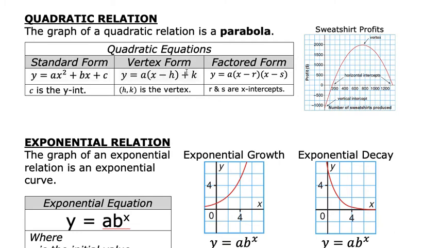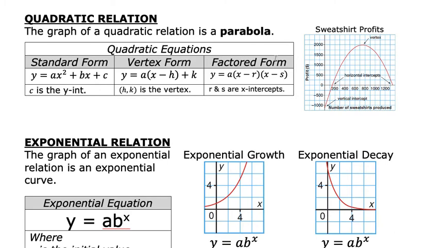Vertex form. Remember that the vertex is this point, in this case it's a maximum, a critical point. Usually something interesting happens. In this case here, we have number of sweatshirts produced versus profit. This is telling us that the maximum profit occurs when there's a certain number of shirts produced, approximately in this case 750. So this form reveals that component of our parabola, which is usually important. So h and k are the coordinates of the vertex.